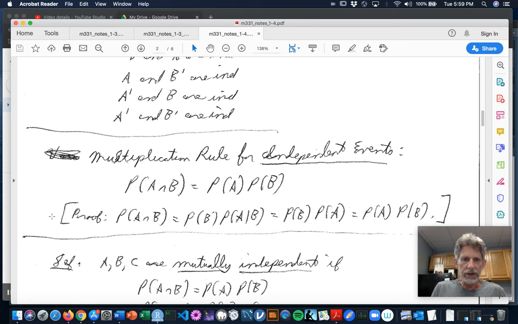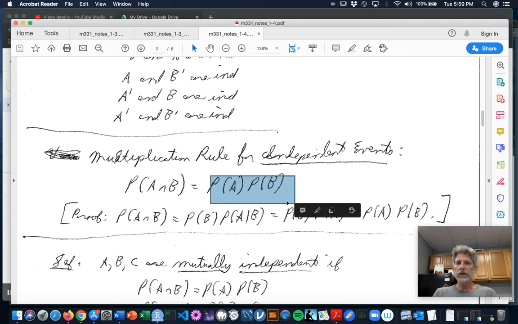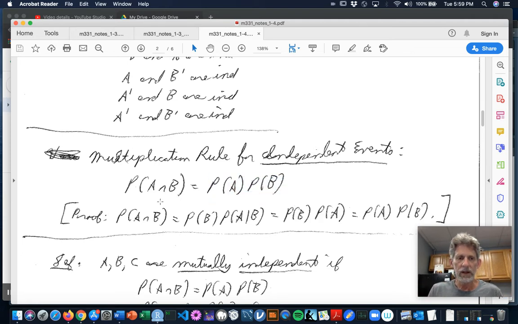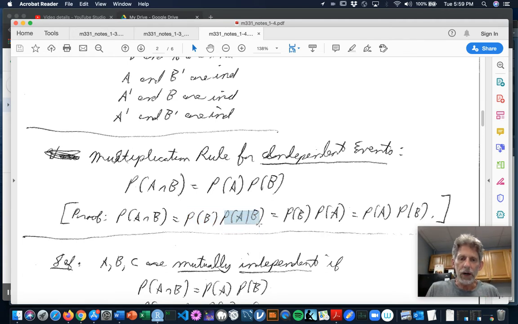There's also a way to think about independence to help you with the multiplication rule. If A and B are independent, the probability they both happen is just the product of their probabilities. And the proof is pretty easy. The probability they both happen is the probability of B times the probability of A given B. But if A and B are independent, then the probability of A given B is just the probability of A. And then you can just switch the factors around, and you get what you wanted. You've proved your result.